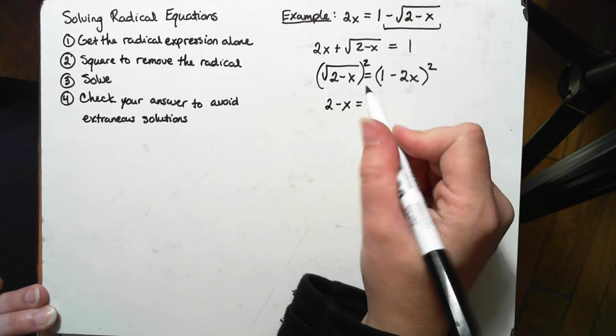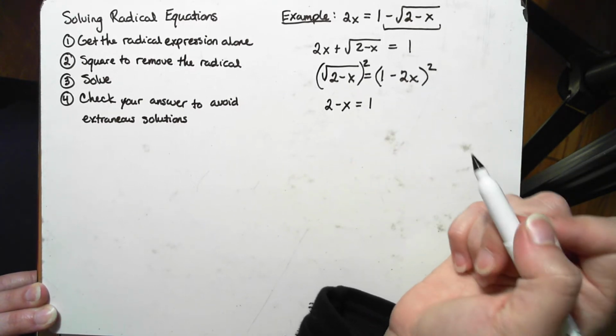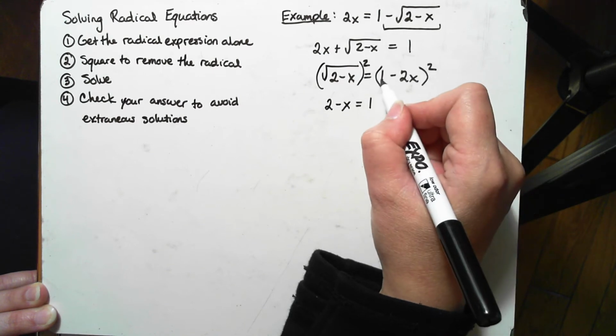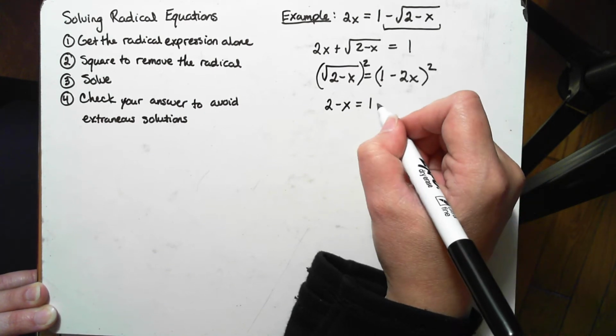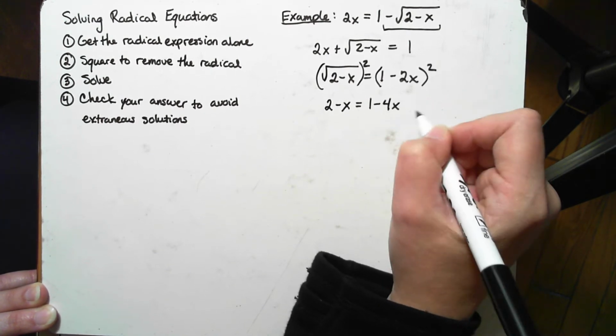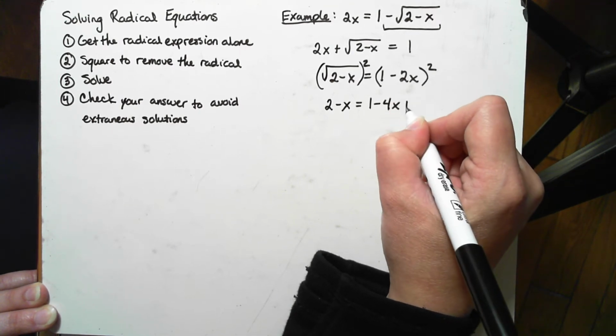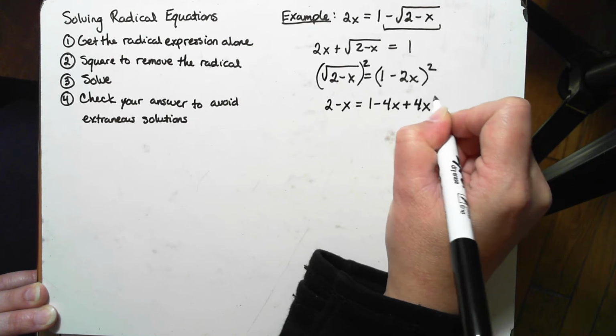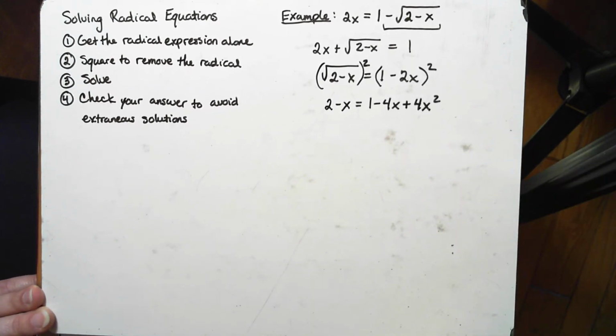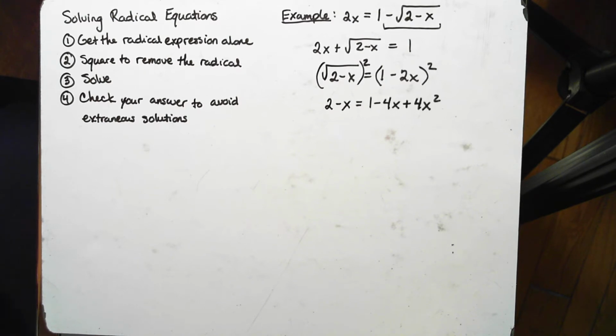You square the first term. 1 squared is 1. You do 2 times 1 times negative 2x to get negative 4x. And then you square your last term. Negative 2x squared is positive 4x squared. Okay, so that is the squared portion of this.